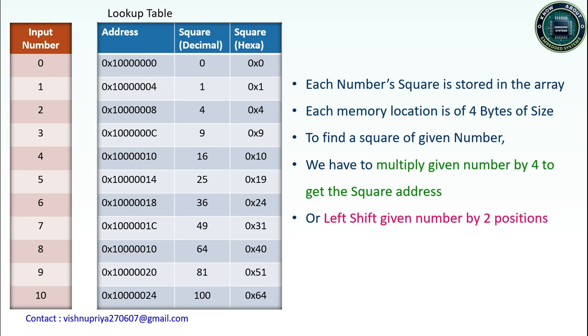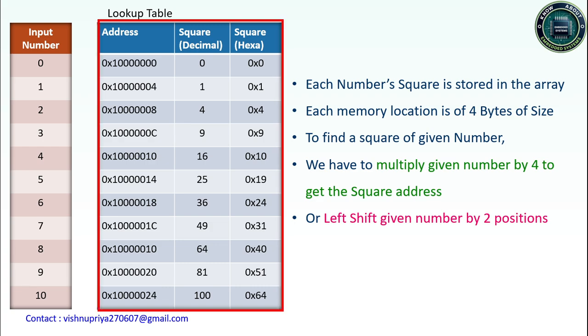So you can see this blue color table. Whatever you're seeing, this is called memory location allocated. And in these memory locations, we're going to store the square of each number. Example, here you can see input number I have taken from 0 to 10. These are all my input numbers, let us assume, and the square of respective numbers we have stored in the memory location. So this is called as lookup table method.